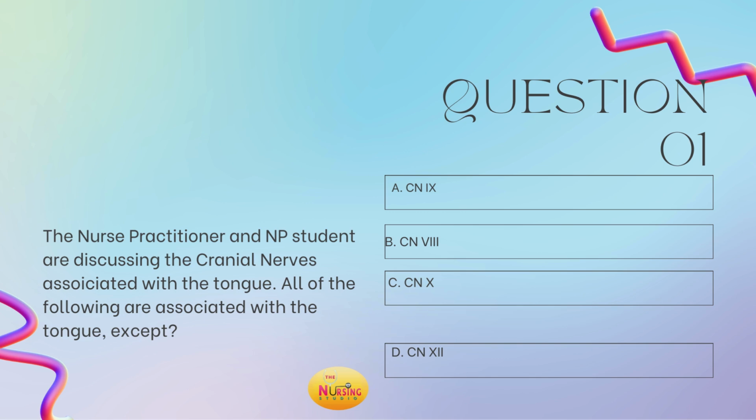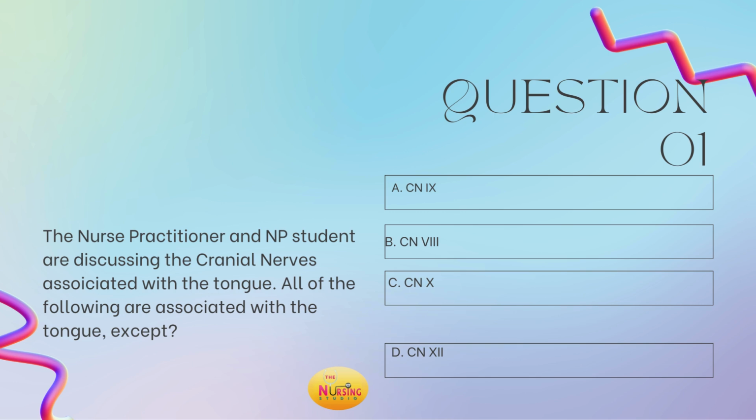All right, I always recommend reading the stem of the question first so it allows you to slow down to ensure you're answering what is even being asked. So here, the stem of the question states, all the following are associated with the tongue except. So what are we talking about? The nurse practitioner and NP student are discussing cranial nerves associated with the tongue. So all of these are associated with the tongue except which one? So we're looking for the one that's incorrect. So think about it and remember it how you need to.